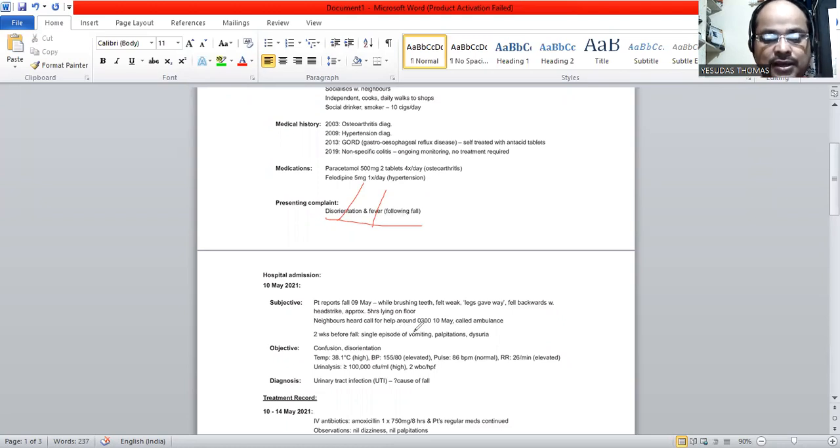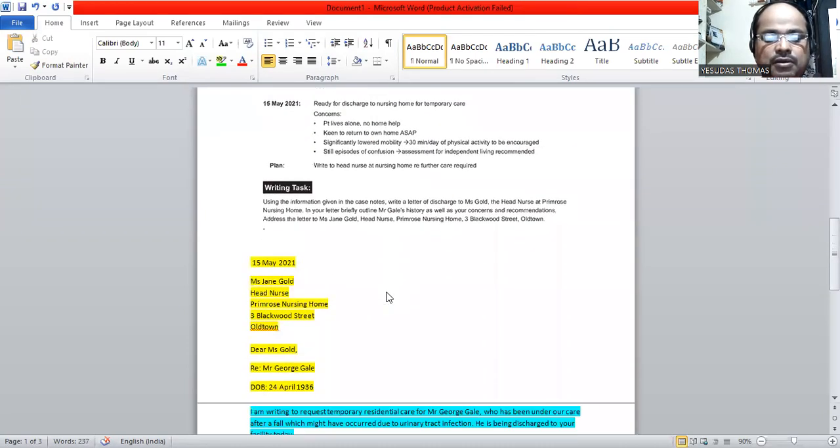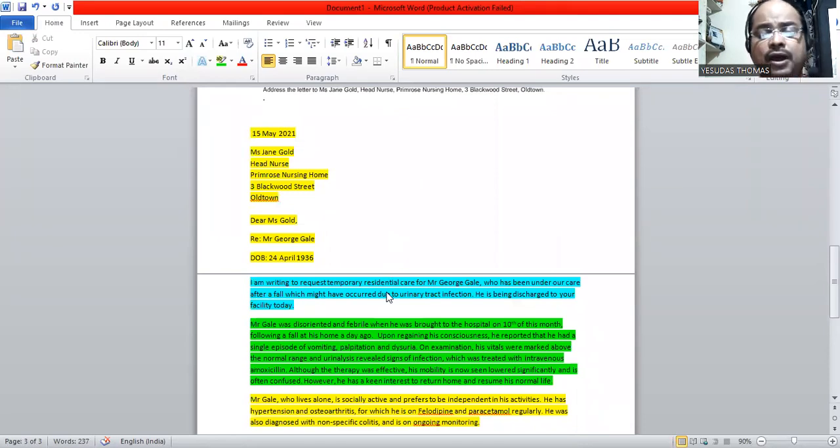That's what we have said. He was brought on 10th May. 9th May, he fell down. So this is what we have discussed in the first particular line. Upon regaining his consciousness, he was disorientated. Upon regaining his consciousness, he reported that he had a single episode of vomiting. So once he had vomiting, he had palpitation and dysuria.